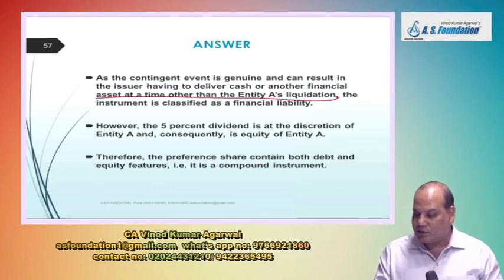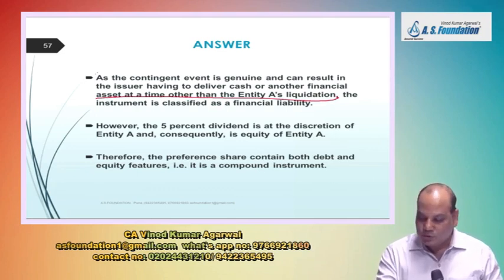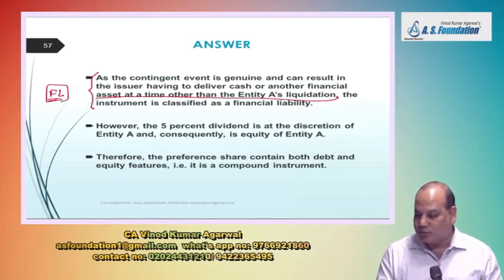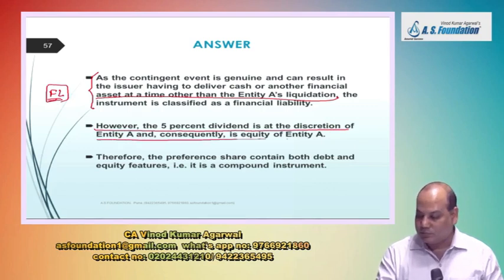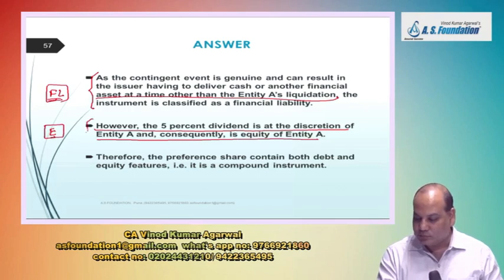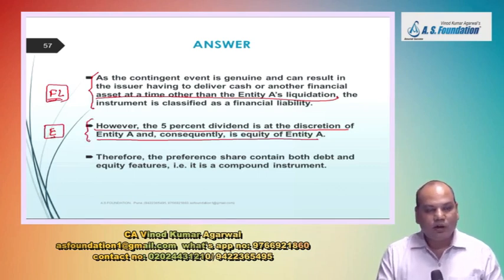The instrument is classified as a financial liability. So for this portion, the redemption portion, it is a financial liability. However, the 5% dividend is at the discretion of entity A, so this portion is equity. The 5% dividend is at the discretion of entity A and consequently is equity of entity A.